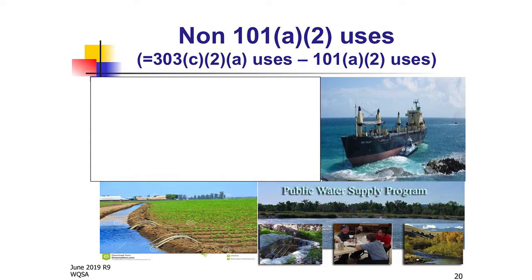So we see here that the non-101(a)(2) uses include navigation, irrigation, and public water supply. That'll bring us to another question.